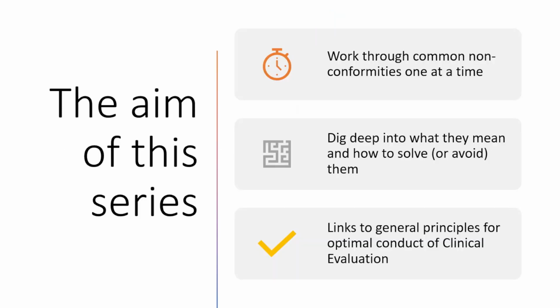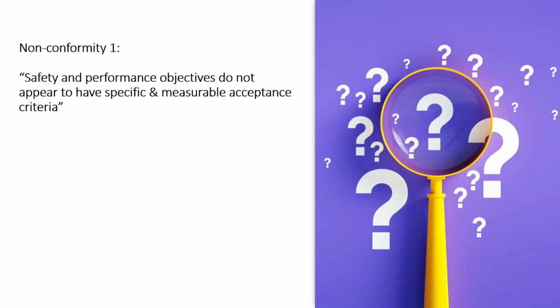Okay, so the aim of this series is to work through common non-conformities one at a time and to dig deep into what they mean and how to solve or avoid them. And the series and the principles within it link over to general principles for optimal conduct of clinical evaluation under the MDR. So let's start with our first example non-conformity. And this one is a really common one, and it states, safety and performance objectives do not appear to have specific and measurable acceptance criteria.